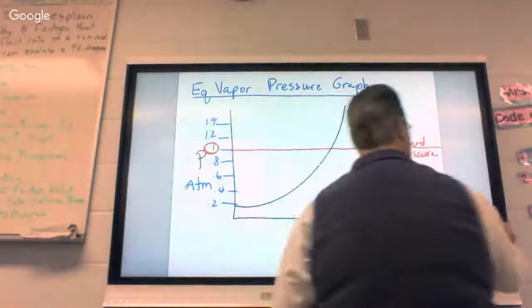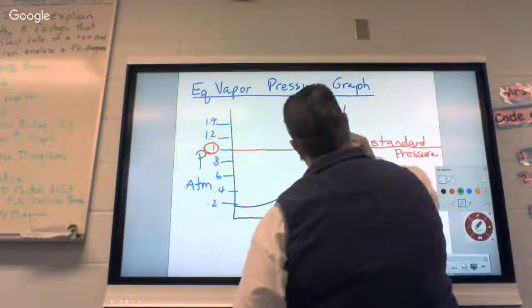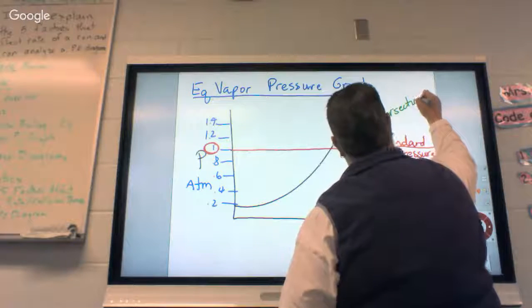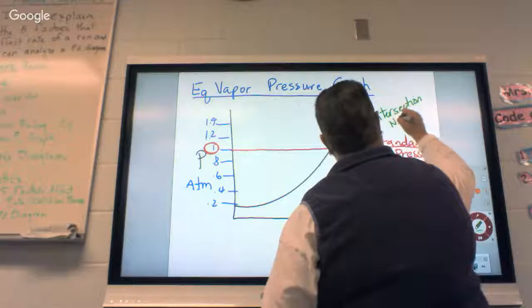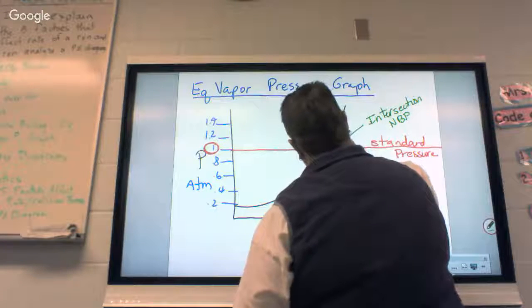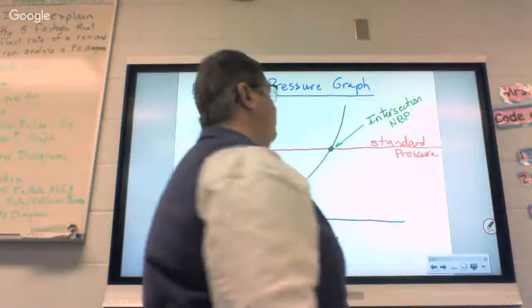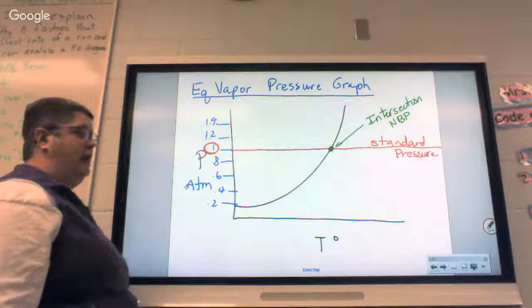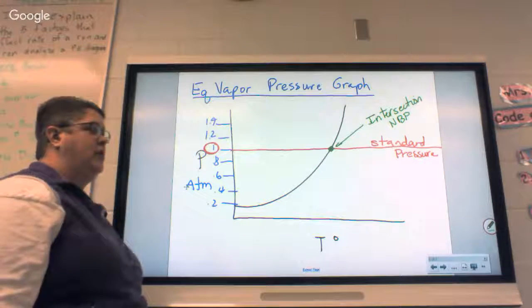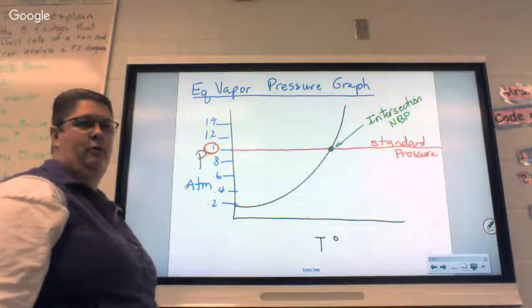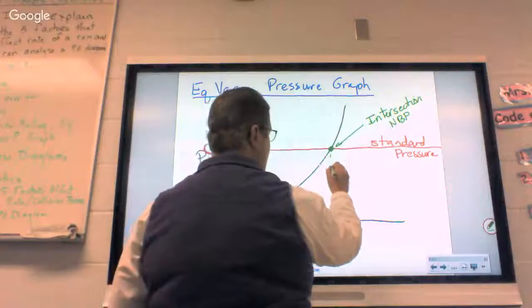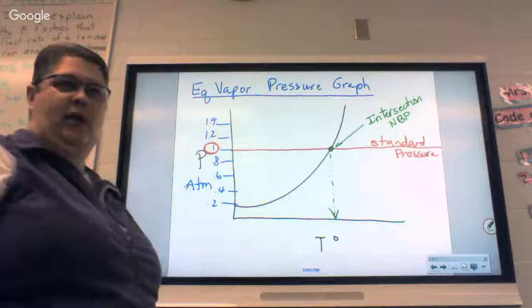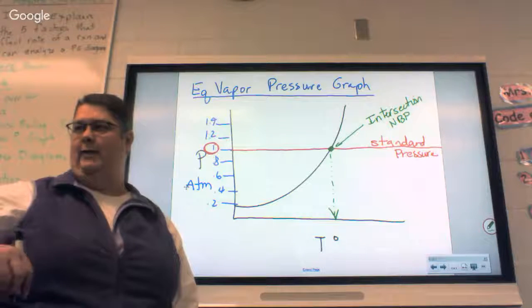Now, that intersection right there is the normal boiling point. Always. You just draw a line in at standard pressure, and that intersection right there is the normal boiling point. So how then do we find the temperature? You just read down and read whatever the temperature happens to be, and you have the temperature. Any questions about how we did that?